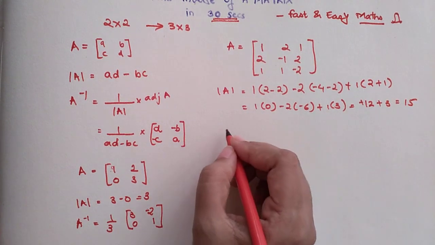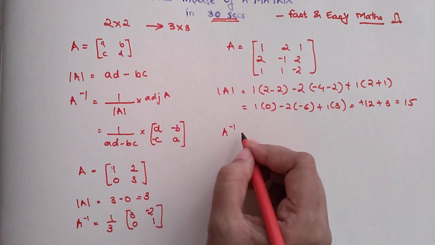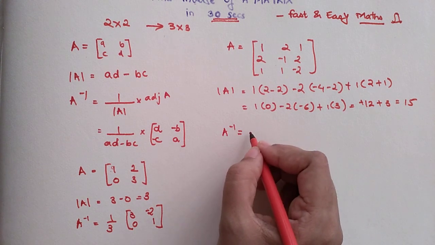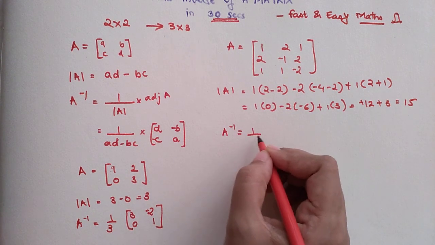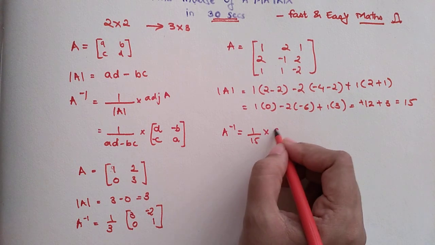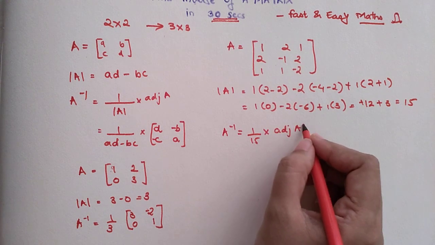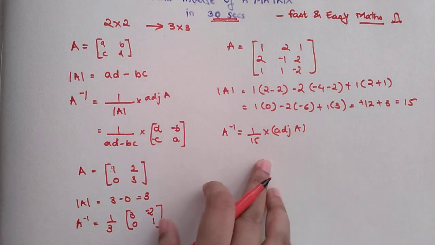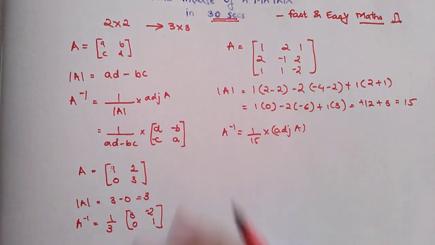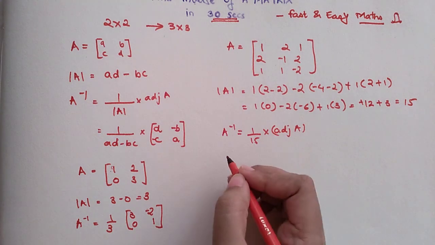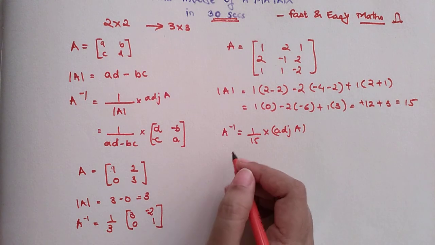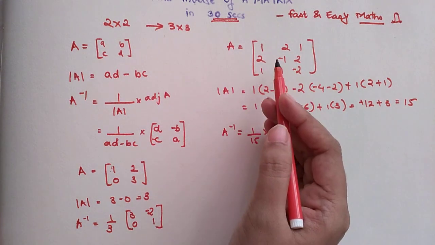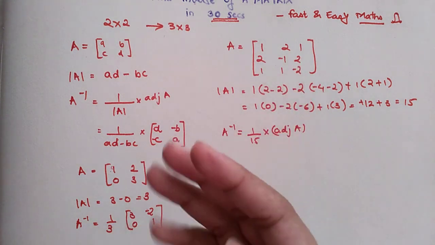So now my inverse is nothing but 1 upon 15 into adjoint of A. This is the standard method, but I'm going to show you a method with which you don't have to worry about the adjoint at all. Or rather, in that method you will be able to find the adjoint in just one step.